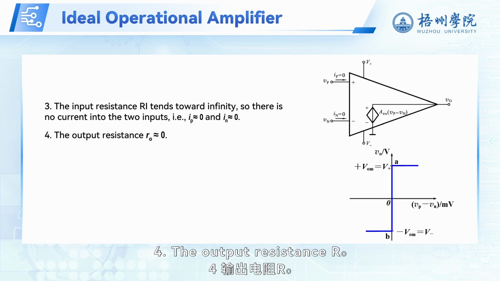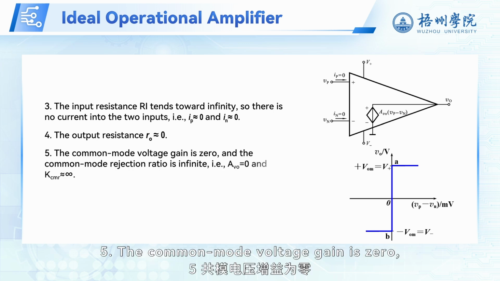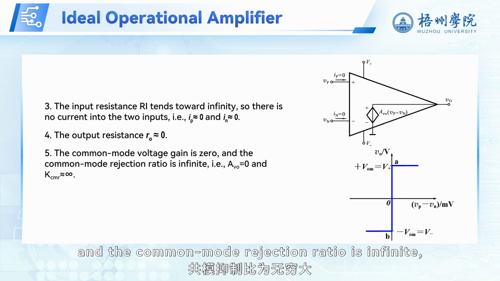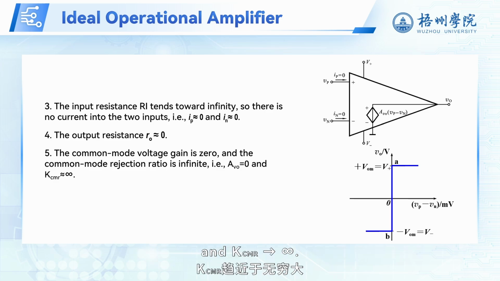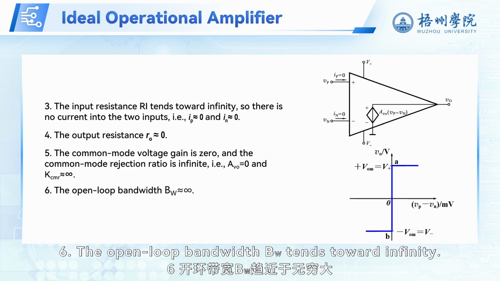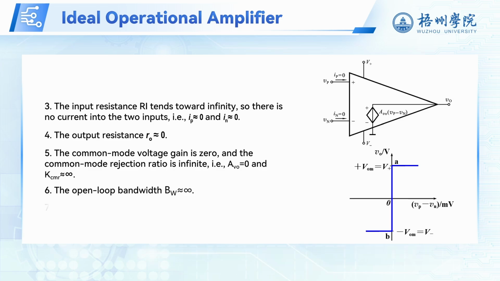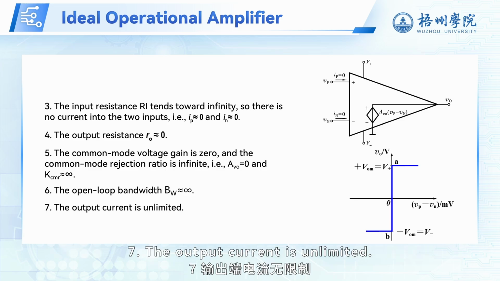4. The output resistance R sub O is approximately 0. 5. The common mode voltage gain is 0, and the common mode rejection ratio is infinite, i.e., A sub VC for the common mode component is 0 and K sub CMR is almost equal to infinity. 6. The open loop bandwidth B sub W tends toward infinity. 7. The output current is unlimited.